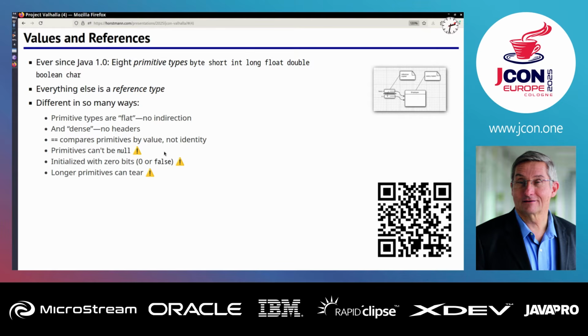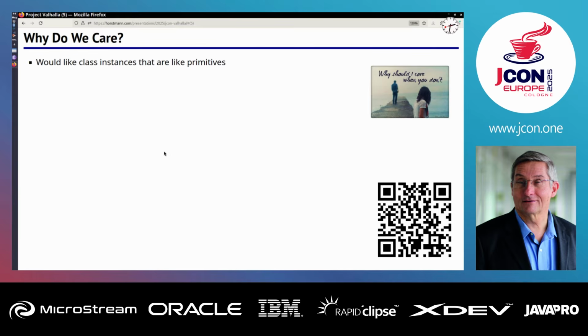Maybe a lesser known fact: if you have a long or a double on a 32-bit VM, they can tear. That means that an assignment of one double to another could in theory be interrupted when your current thread loses control, and only half of it is assigned at that point, and another thread could observe that torn value. We'll talk about more of that later. These 3 exclamation marks here are just markers for me and for you to see that those are things that we're going to be digging into in a little while.